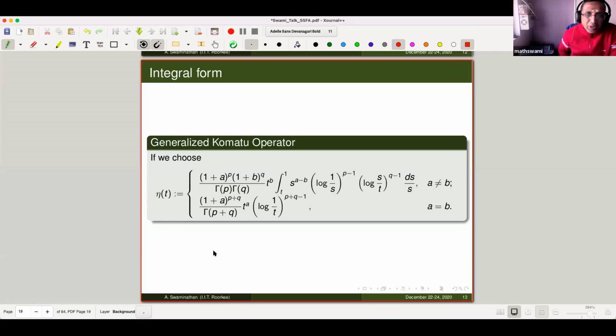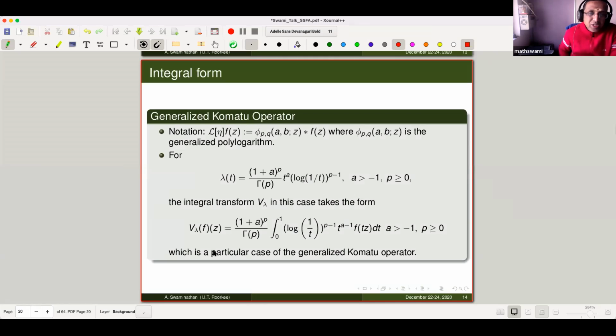So once we have this generalized Komatsu integral operator, please note that when A equals B, this is the Komatsu operator given here. This is quite well known in function theory, where we give this notation for the functional L of eta over F as phi of AB, phi of PQ times ABCZ, convolution F. When we say convolution, what we precisely mean is this. We take F as a function with the series expansion a_n z^n, and G as a function with the series expansion b_n z^n. Then by this convolution we mean it is going to be something of the form a_n b_n z^n. So this is what the convolution is.